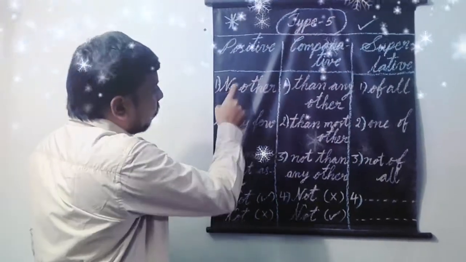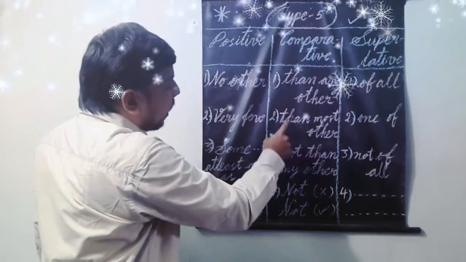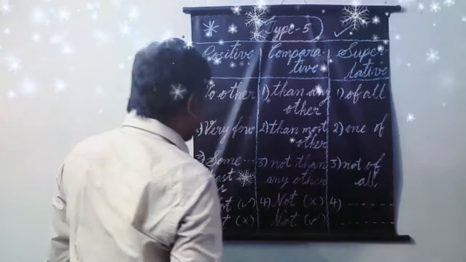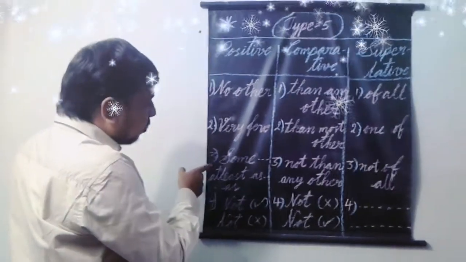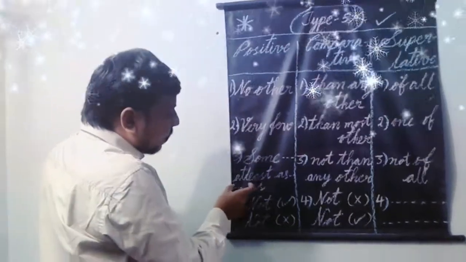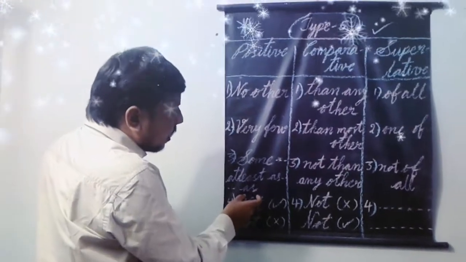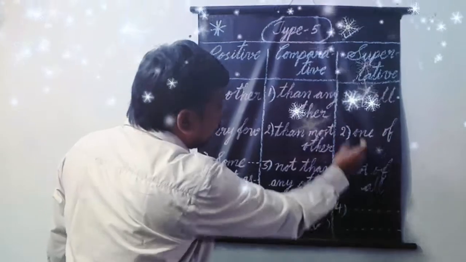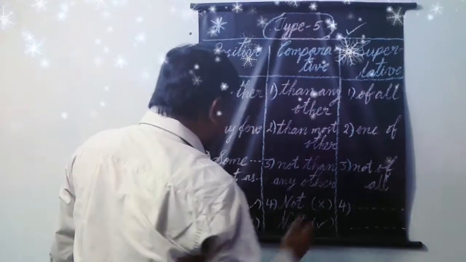Very few. Positive degree: very few; comparative degree: than most other; superlative degree: one of. Let us go to type 3. Some, at least, as; comparative degree: not than any other; superlative: not of all.